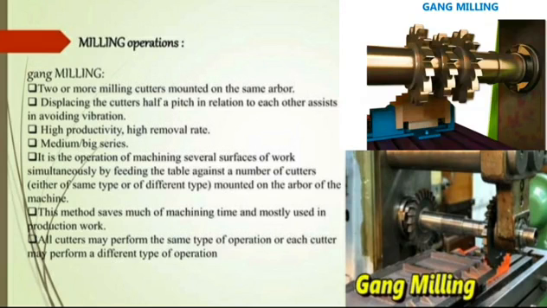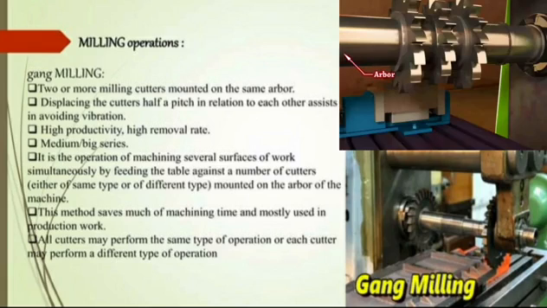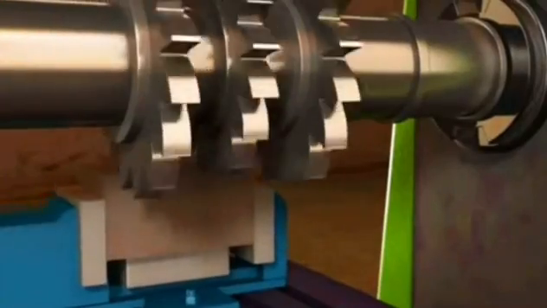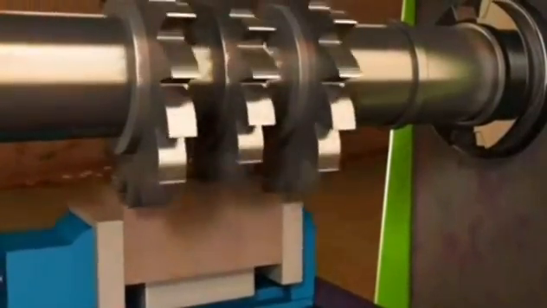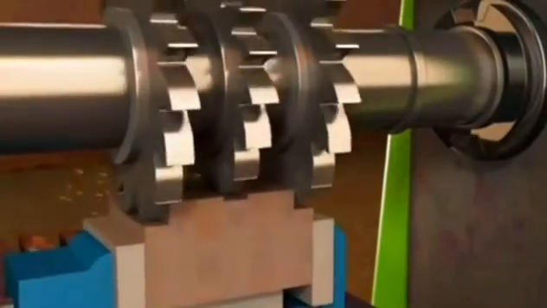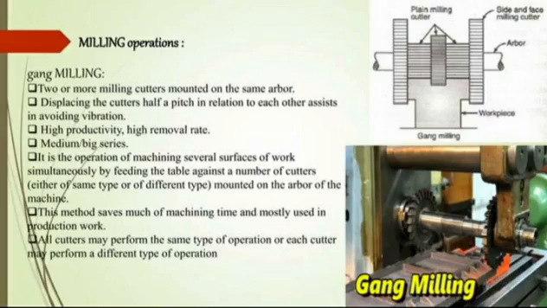Operation 6. Gang milling. In gang milling, two or more milling cutters are mounted on the same arbor. Displacing the cutters half a pitch in relation to each other assists in avoiding vibration. Advantages of gang milling: 1. High productivity. 2. High removal rate.